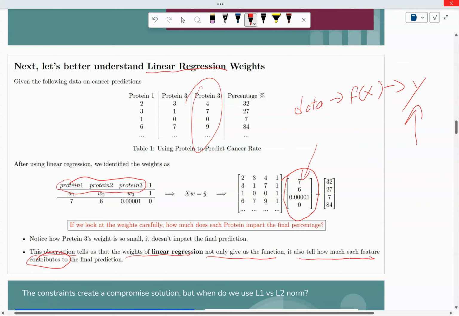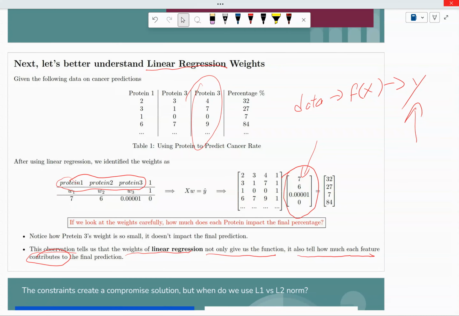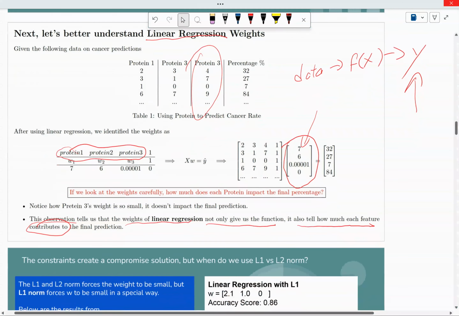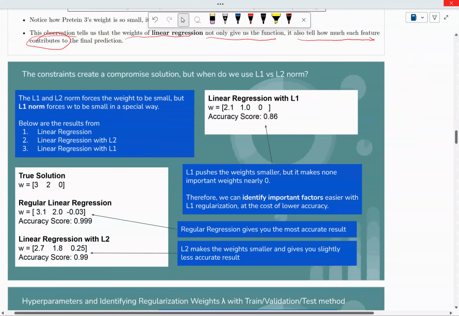So this is very interesting because now, after you solve linear regression, you will not only be able to make predictions, you will also be able to tell which factors contribute most to the predictions. And this brings us back to the three algorithms we have. The constraints we create, right? We were talking about constraints before this. It creates a compromise solution, right? But when do we use L1 norm versus L2 norm or elastic net?